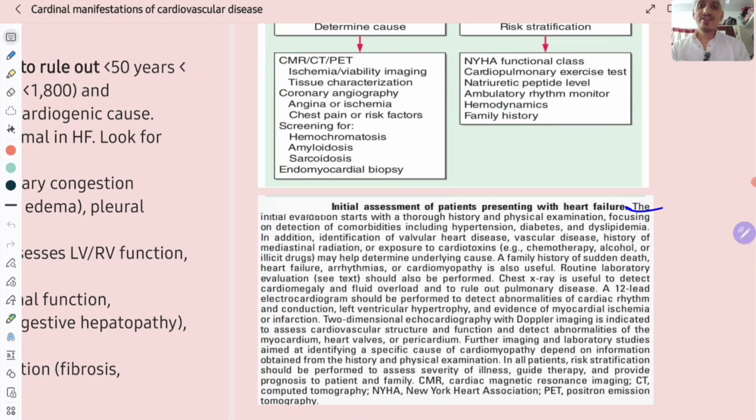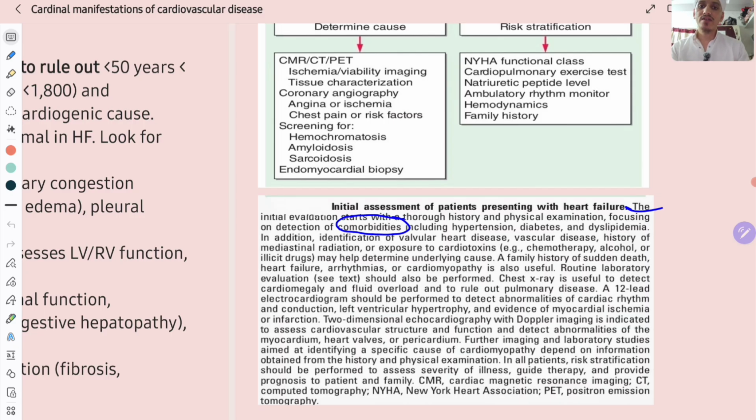The initial evaluation starts with a thorough history and physical examination, focusing on detection of comorbidities including hypertension, diabetes, and dyslipidemia. So first we will detect comorbidities. In addition, identification of valvular heart disease, vascular disease, history of mediastinal radiation or exposure to cardiotoxins, for example chemotherapy, alcohol or illicit drugs may help determine the underlying cause. A family history of sudden death, heart failure, arrhythmias, and cardiomyopathy is also useful.